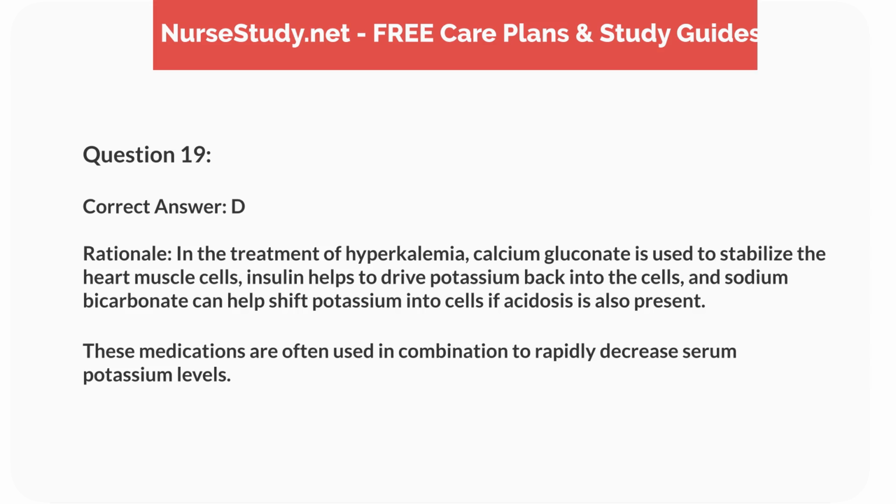Correct answer: D. Rationale: in the treatment of hyperkalemia, calcium gluconate is used to stabilize the heart muscle cells, insulin helps to drive potassium back into the cells, and sodium bicarbonate can help shift potassium into cells if acidosis is also present. These medications are often used in combination to rapidly decrease serum potassium levels.